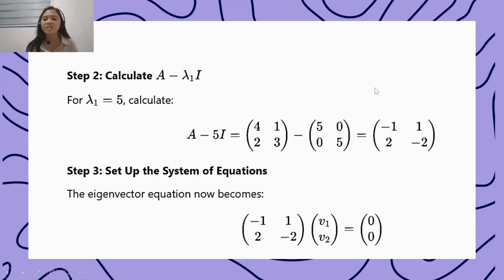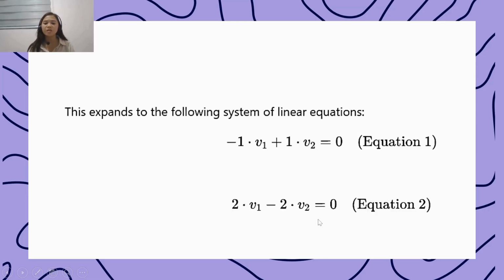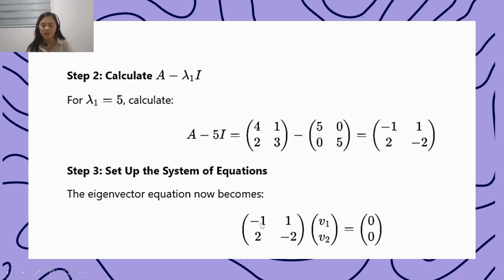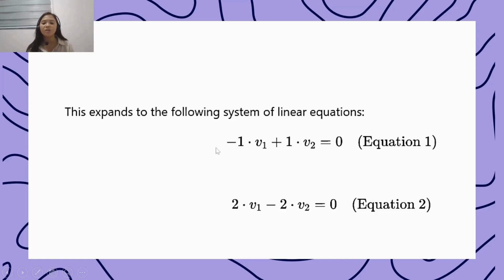So based on our answer here, let us multiply it by our v sub 1 and our v sub 2. So negative 1 times v sub 1 and 1 times v sub 2. That is our equation 1. And for our equation 2, that is 2 times v sub 1, and next is negative 2 times v sub 2. So that is our equation 2.